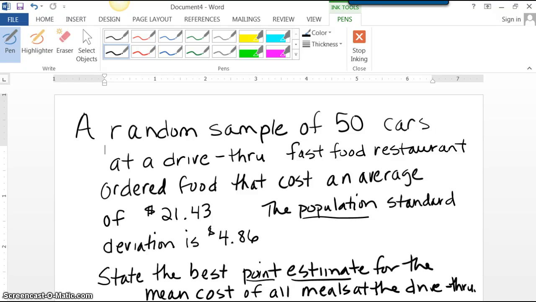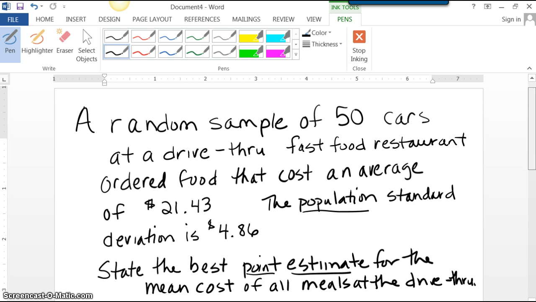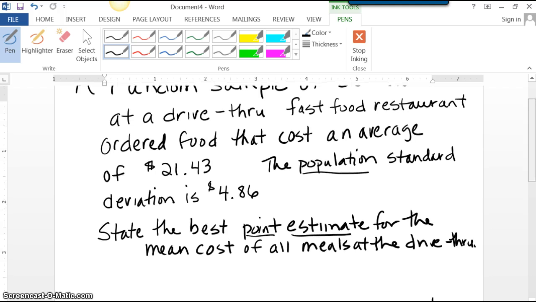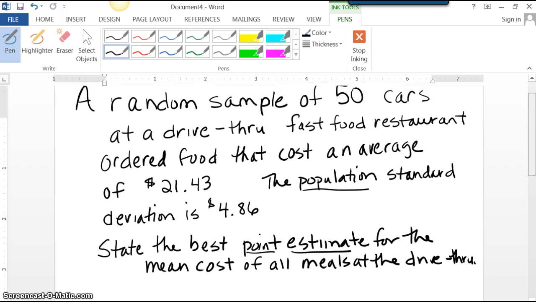This problem is an example of finding a point estimate for the population mean and also an interval estimate for the population mean. So we start out with a random sample of 50 cars at a drive-through fast food restaurant, and they ordered food that costs an average of $21.43, and the population standard deviation is $4.86. The first part of the question asks us to state the best point estimate for the mean cost of all the meals at the drive-through.